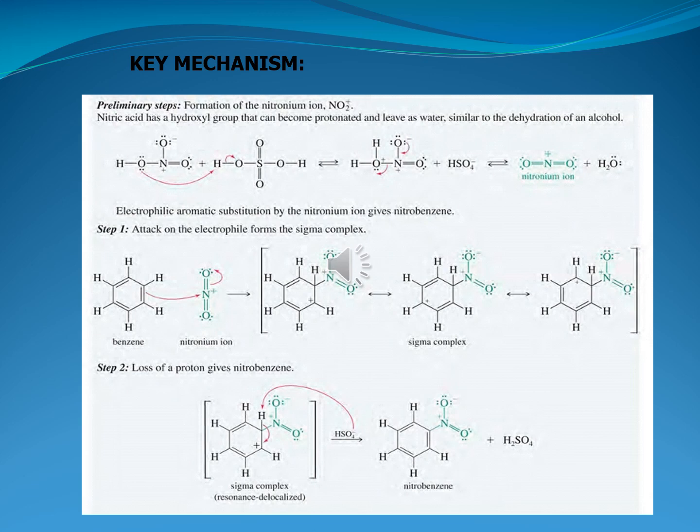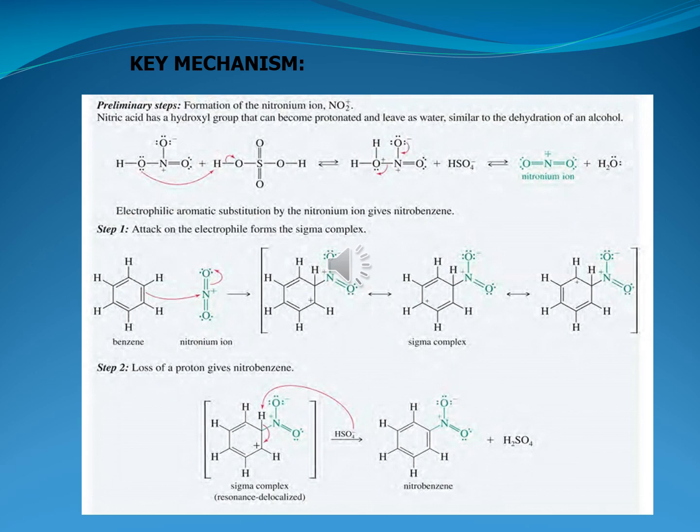In the second step, the pi electrons of the benzene molecule, as you know, behave as a nucleophile. They attack the nitronium ion, in which the nitrogen atom is electron deficient, and form a new bond, that is a sigma bond. This new species is called the sigma complex or arenium ion, which stabilizes itself by resonance phenomena. In the last step, the bisulfate attracts the proton from the electron deficient benzene molecule.